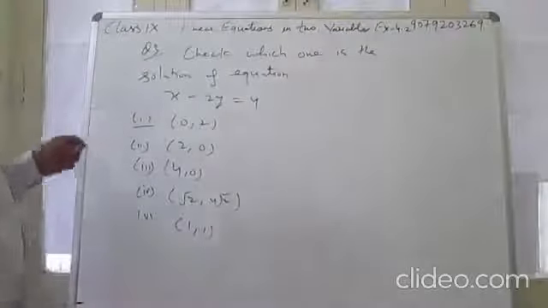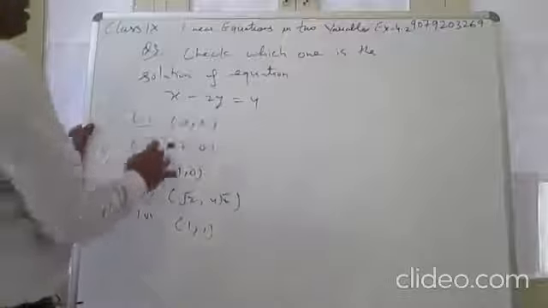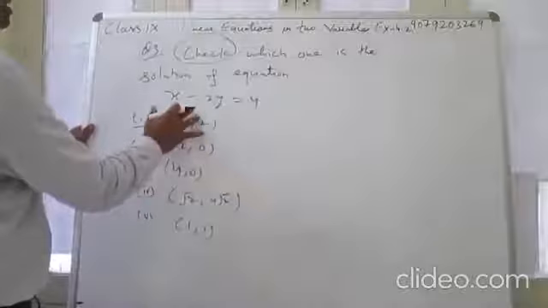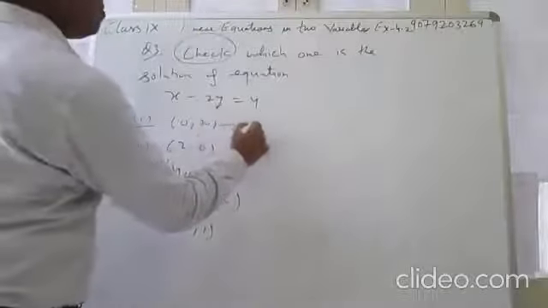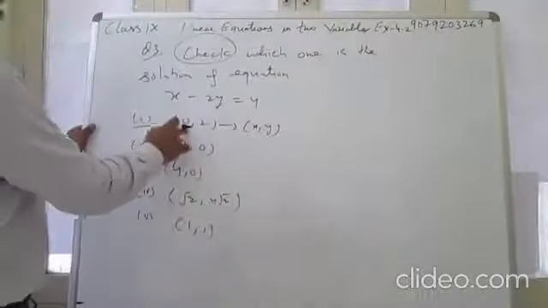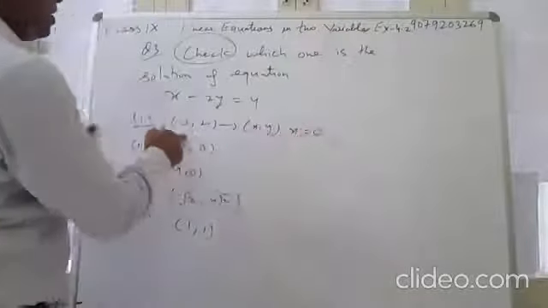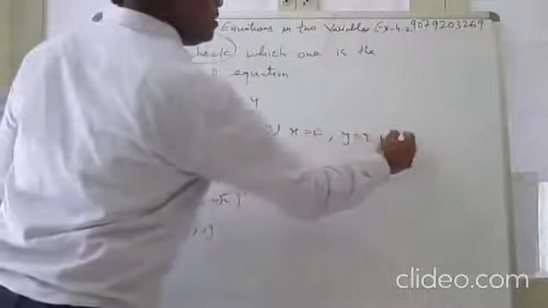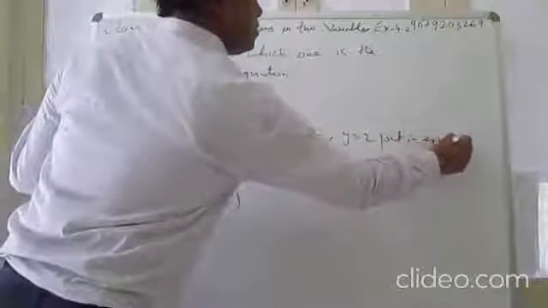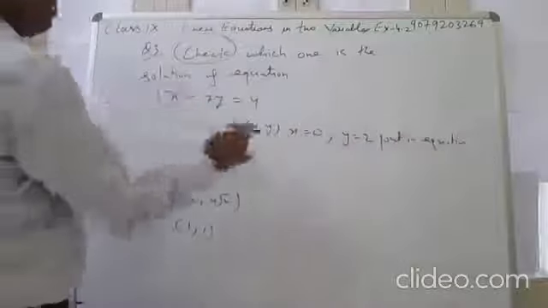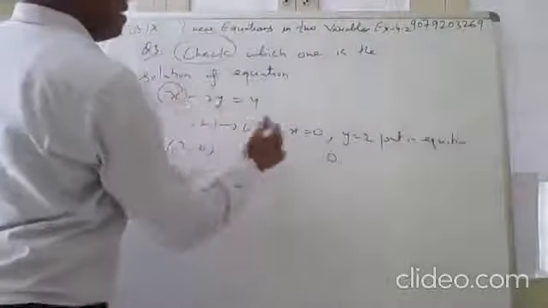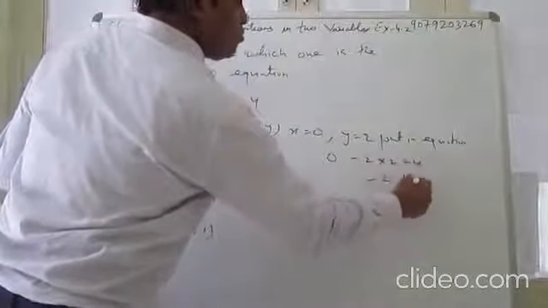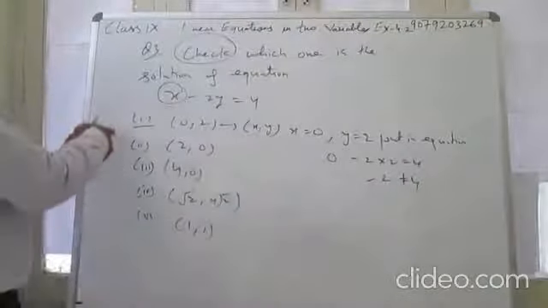Now see here. So how will you check? This is the point, the first value is for x. So compare it with x, y. First point is 0, 2. So here x is equal to 0 and y is equal to 2. Put in the equation. Instead of x you can write 0, instead of y you can write 2. So minus 2 not equals to 4. So it is not a solution of this equation.